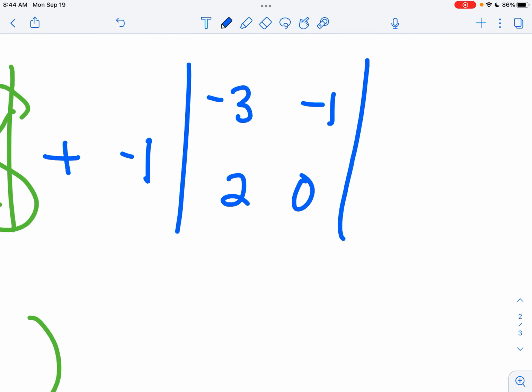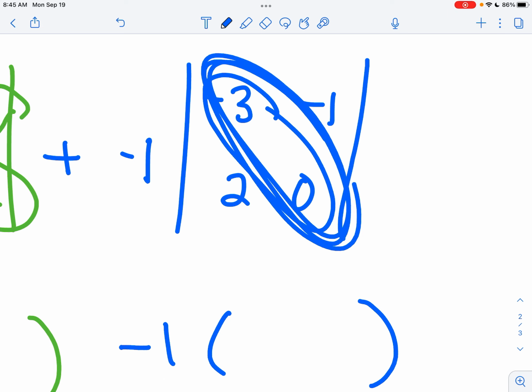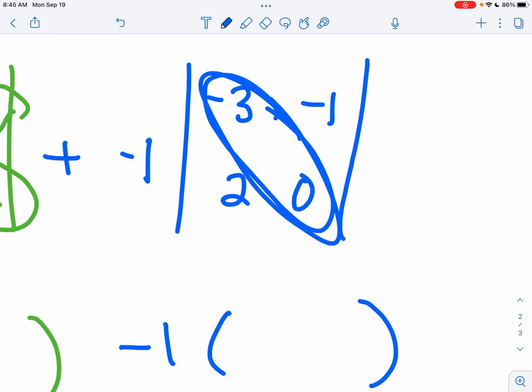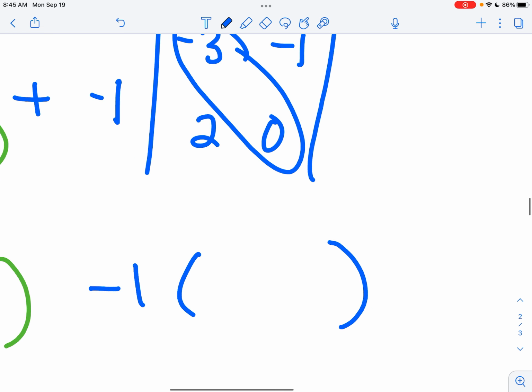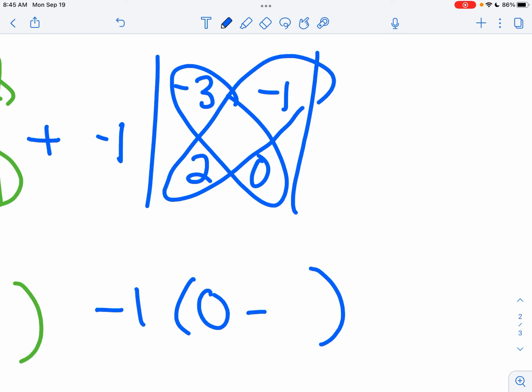All right, so here's the negative 1 or the minus 1. All right, what do you think we do first? Cross multiply. What times what first? Negative 3 by 0. Good. And just so everybody knows, you have to do this one first. You have to go this diagonal first. Okay, so that's going to be 0 when you multiply. And then what? Minus or plus here? Minus. And then negative 2. Excellent when you multiply.